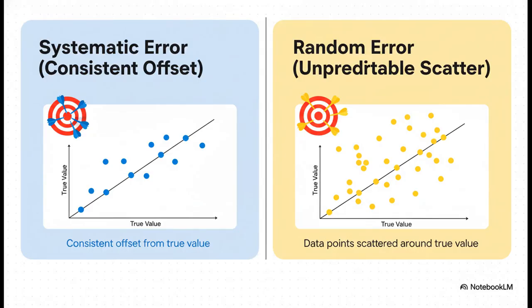And these errors aren't all the same. They actually fall into two main camps. A systematic error, like that zero error, is going to push all your results off in the same direction. But a random error, like parallax error, just creates unpredictable scatter in your data. Knowing the difference is a really high-level skill.